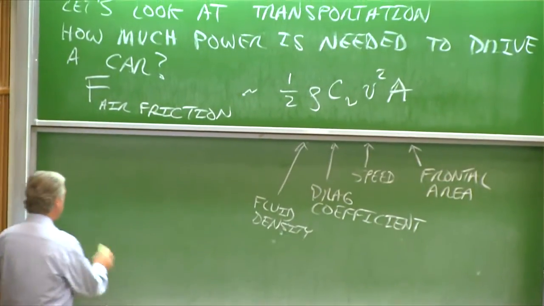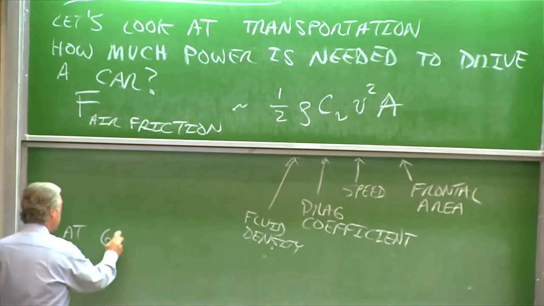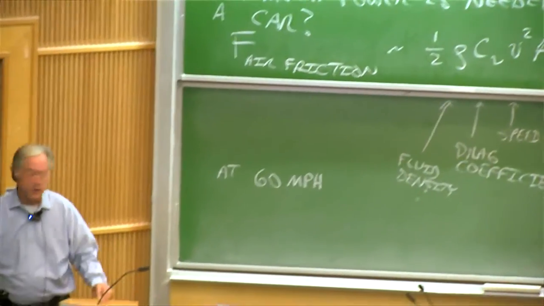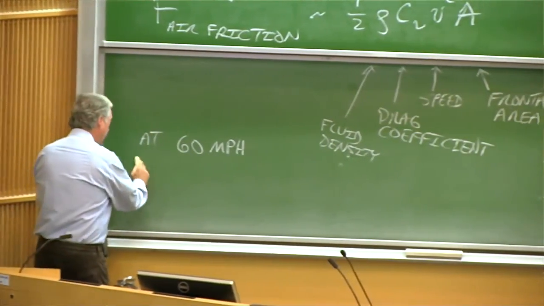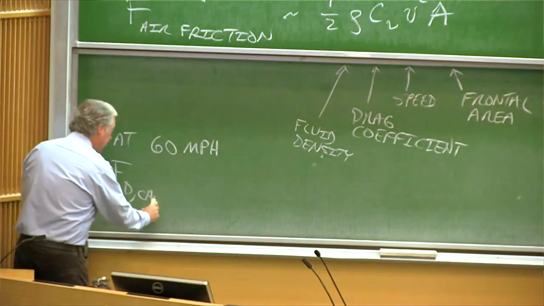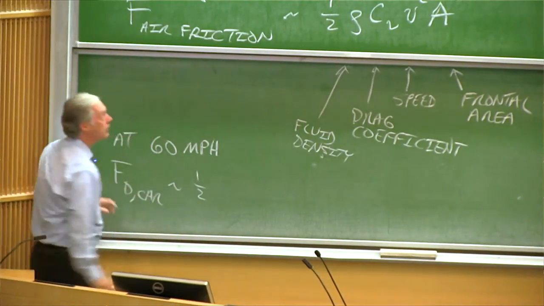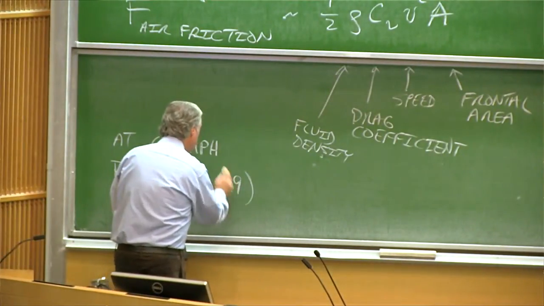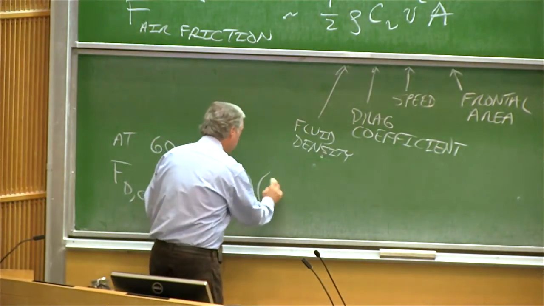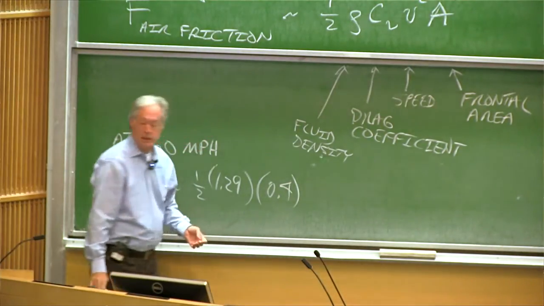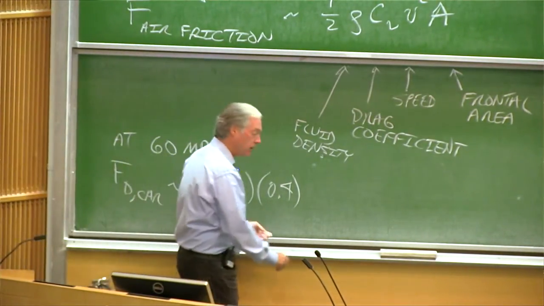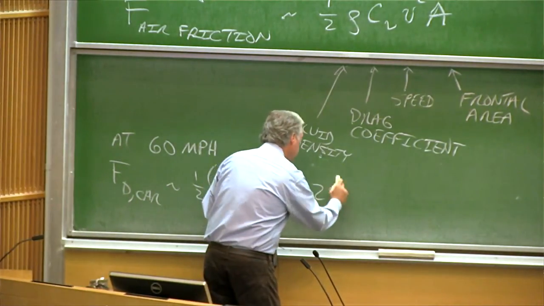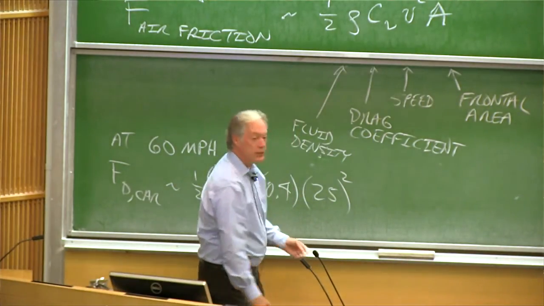Okay, so at 60 miles per hour, a commonly attained speed in vehicles, F drag of a car is about 1/2 rho C_d A V squared. What's rho? For air, 1.29, right? 1.29 C_d. Let's put in a 0.4. Kind of not a great car, 0.4. V squared. Whoa, what is V? 60 miles an hour? 25 meters a second, approximately. And anything else? The area.